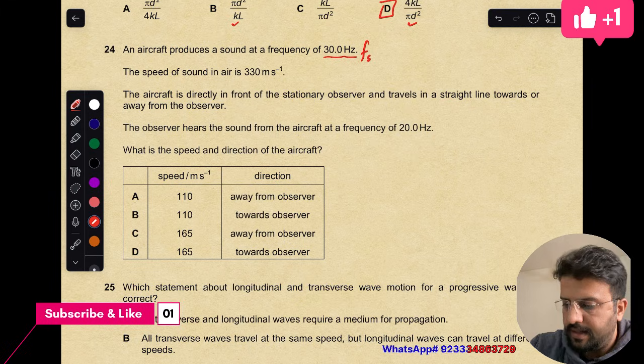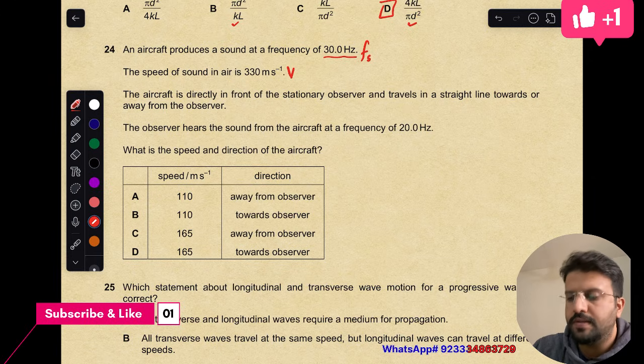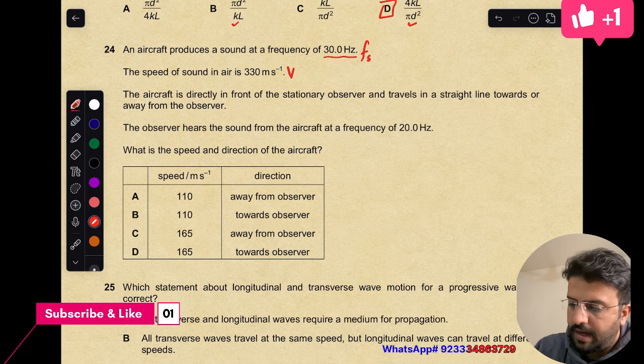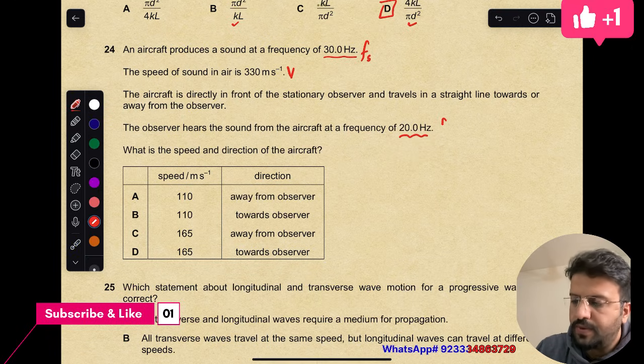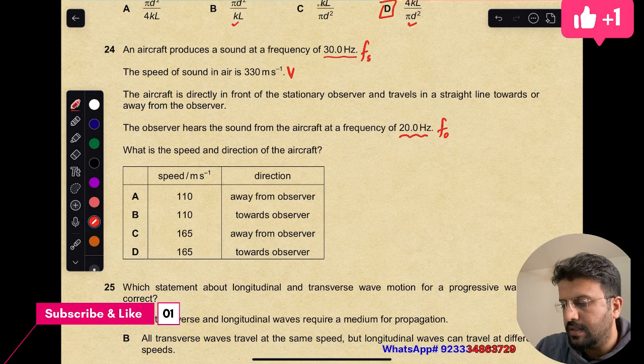In the next question, an aircraft produces sound of frequency 30 hertz, and this is the frequency of the source. The speed of the sound is given, that is 330, so that is V. The aircraft is directly in front of a stationary observer and travels in a straight line towards or away. It's not telling you whether it's moving away or towards. The observer hears the sound from the aircraft at a frequency of 20 hertz, so this is the observed frequency.